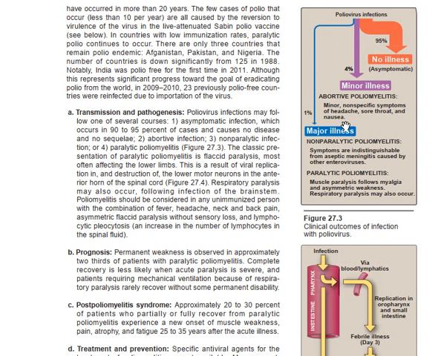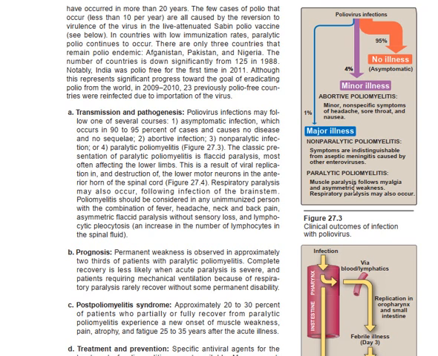In the major illnesses, you have non-paralytic poliomyelitis, where the symptoms are indistinguishable from aseptic meningitis caused by other enteroviruses. So this patient resembles a patient with aseptic meningitis. In aseptic meningitis, you have meningitis with sterile cerebrospinal fluid. That's why it's said to be aseptic. Now we have paralytic poliomyelitis also. Here you have muscle paralysis, which follows myalgia and asymmetric weakness. Respiratory paralysis may also occur, which can result in death.